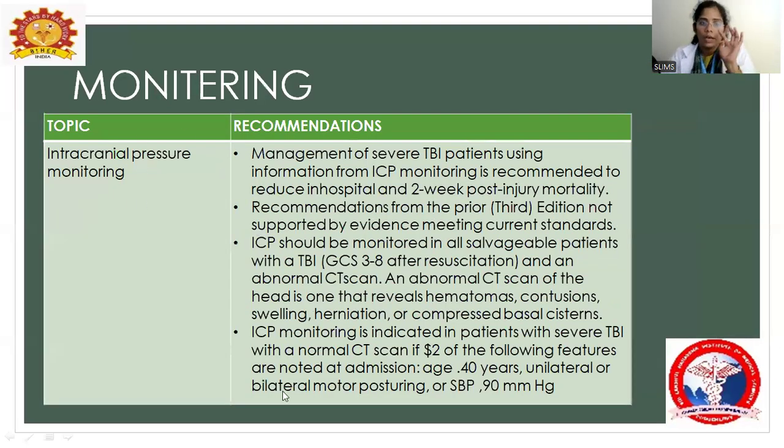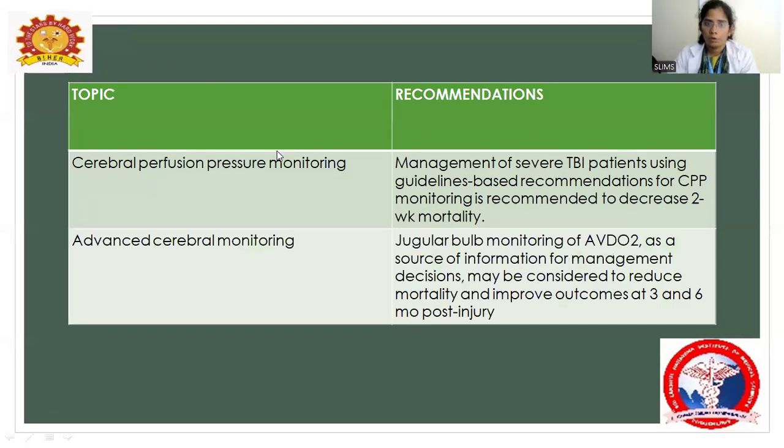Then monitoring, ICP monitoring. Management of severe traumatic brain injury patients using information from ICP monitoring is recommended to reduce in-hospital and 2-week post-injury mortality. The recommendation from the BTF, that is the 3rd edition, is not supported by evidence meeting correct standards. Okay. Then CPP, what is CPP?